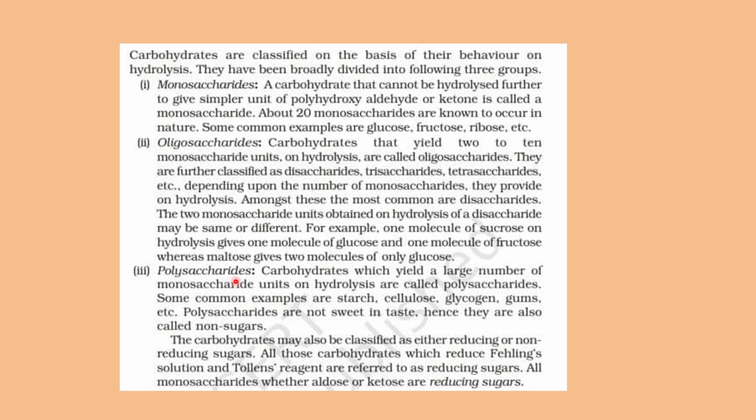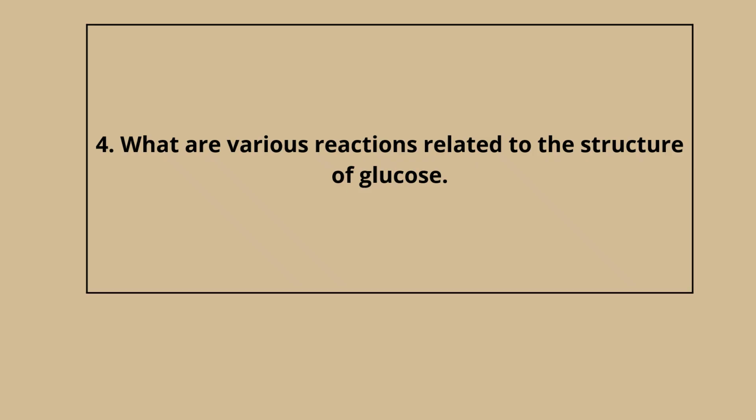The last type is polysaccharides: those carbohydrates which produce a large number of monosaccharide units on hydrolysis. For example, starch, cellulose, glycogen, gums will be the answer. Coming to the next question: what are the various reactions related to the structure of glucose?